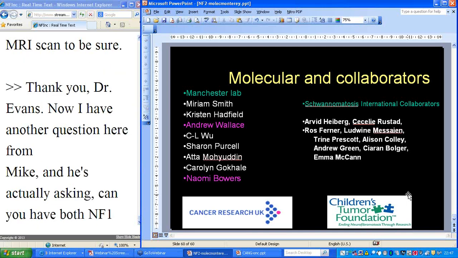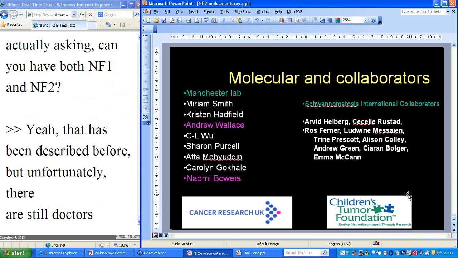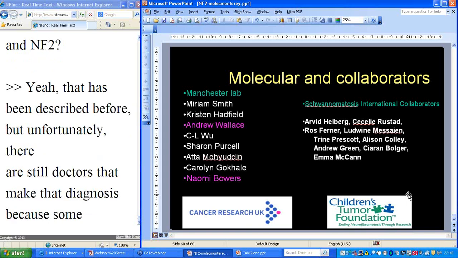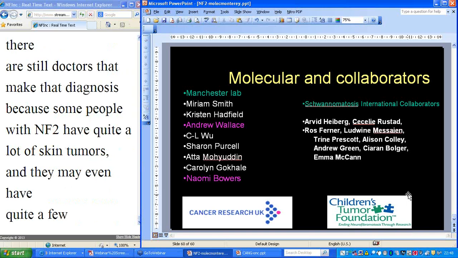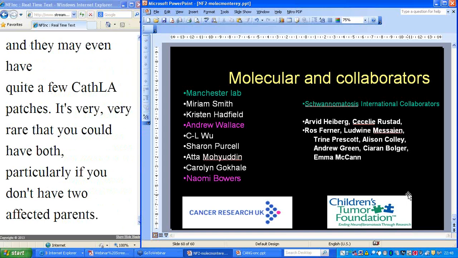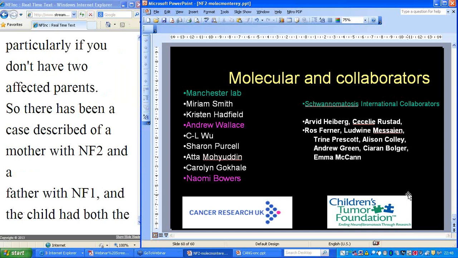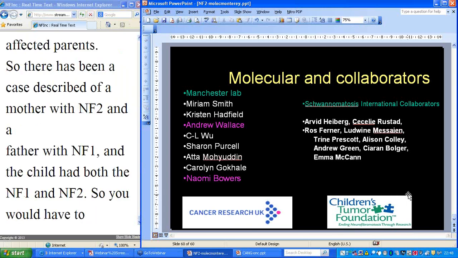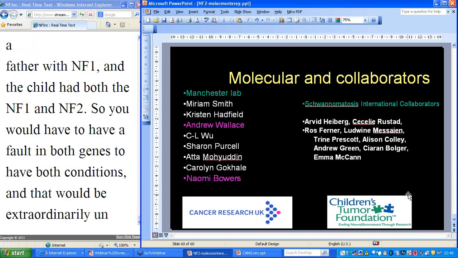So yeah, that has been described before, but unfortunately, there are still doctors that make that diagnosis, because some people with NF2 have quite a lot of skin tumors, and they may even have quite a few cafe au lait patches. So it's very, very rare that you could have both, particularly if you don't have two affected parents. There has been a case described of a mother with NF2 and a father with NF1, and the child had both the NF1 and NF2. So you would have to have a fault in both genes to have both conditions, and that would be extraordinarily unlikely if neither of your parents were affected.